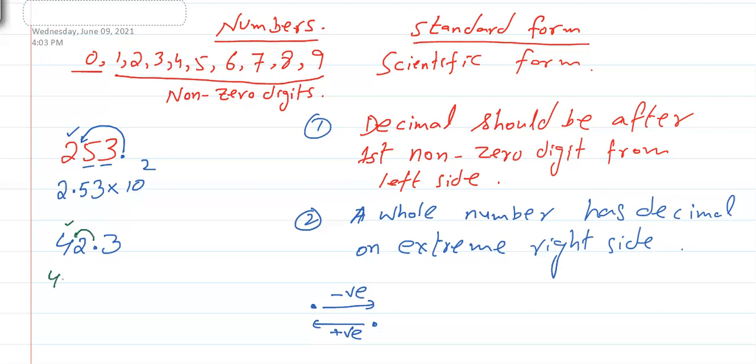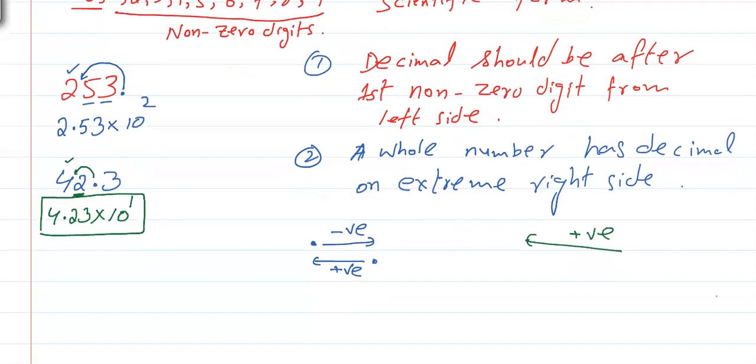So it will become 4.23 into, and of course, whenever we shift the decimal, I need to multiply with 10 to the power. How many digits did I shift? I shifted only one digit, so 10 to the power 1. As I shifted from right to left, the power of 10 will be positive in that case. So this is the standard form of 42.3.